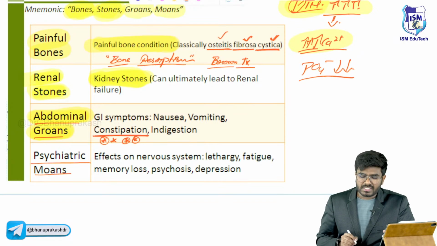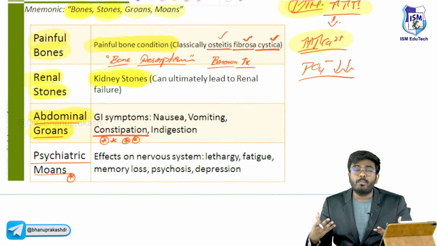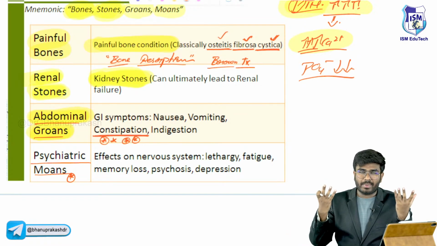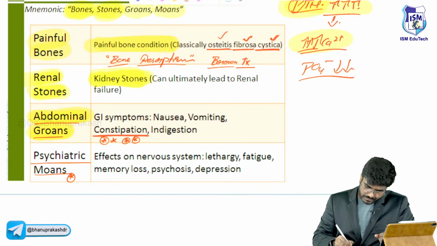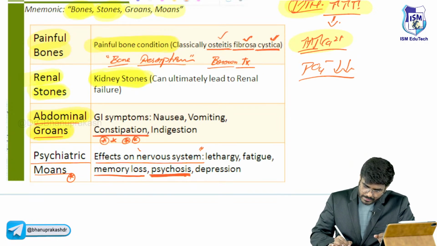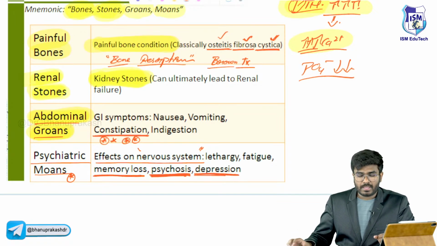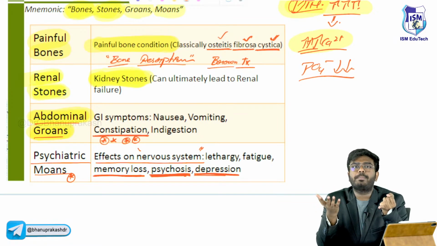Next, psychiatric moans. What is this moans, sir? Okay, moans means, you know, the person unnecessarily making sounds. Okay, moans, psychiatric problems. So why moans? Because the calcium is going to deposit in the central nervous system, leading to psychosis because of this calcium deposition in the basal ganglia, these regions. There can be psychosis, memory loss can occur, depression. Okay, so these are the central nervous system features. So what are the clinical features in a patient who is having hypercalcemia? If a patient is suffering with hypercalcemia, that is primary hyperparathyroidism.